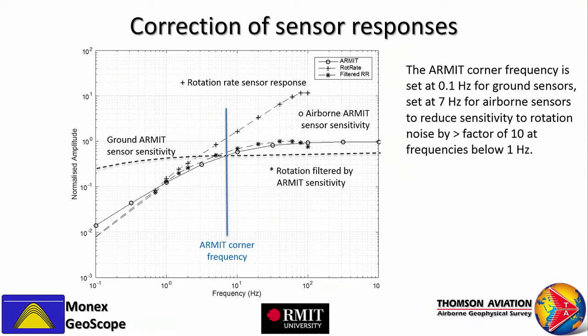So, rotation sensors from the manufacturer. Sorry, I call them rotation sensors, but they're really rotation rate sensors. They form a curve like this. This is their sensitivity, frequency over amplitude. The armet, which you may or may not know, does have a corner frequency below which the armet operates closer to a DBDT sensor and above which it's closer to a B field sensor. But the armet at these low frequencies where we're seeing rotation issues is matching very well the rotation rate sensors.